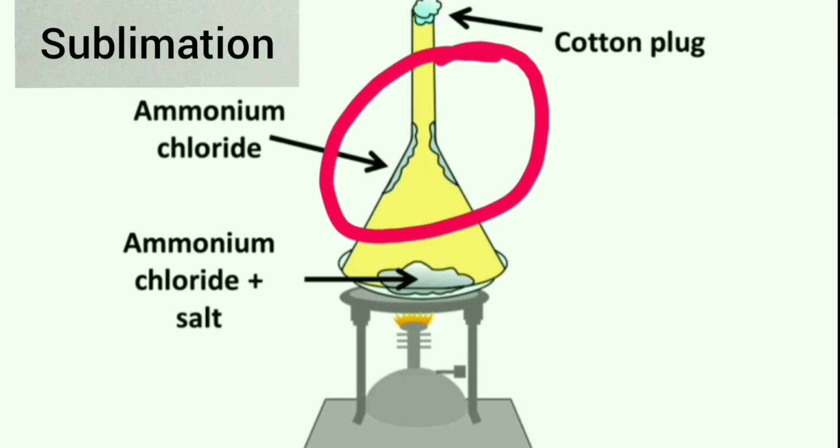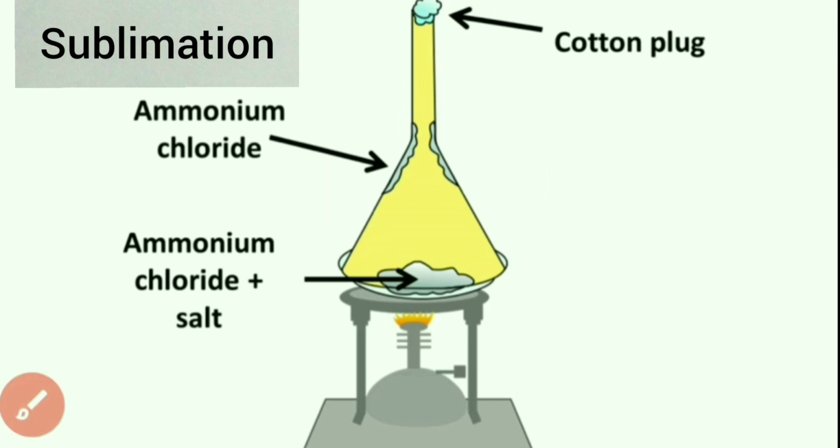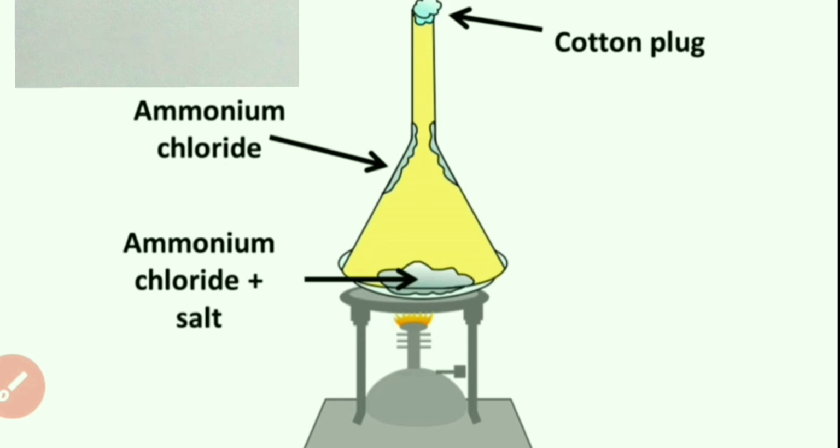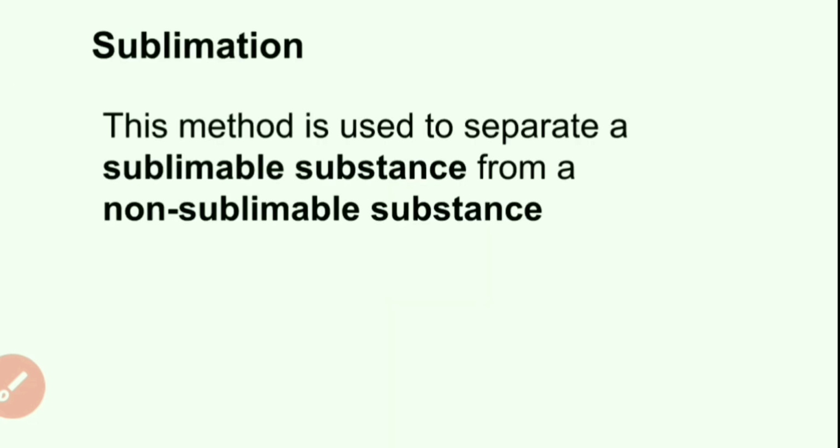So we continue this process till the entire ammonium chloride has vaporized and deposited on the inner side of the funnel. When this is done, we stop the heating, we remove the funnel, and then we scratch off the ammonium chloride from the funnel. That is how we basically separate the salt from ammonium chloride. So the sublimation process is basically used for separating sublimable substances like iodine, naphthalene, ammonium chloride, camphor from non-sublimable substances like salt, sand, etc.